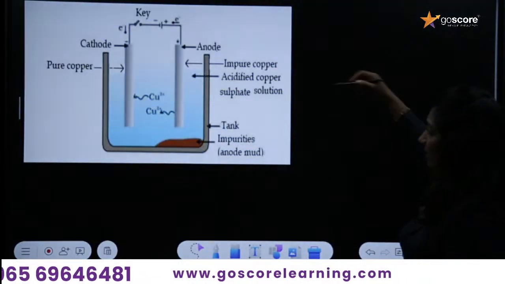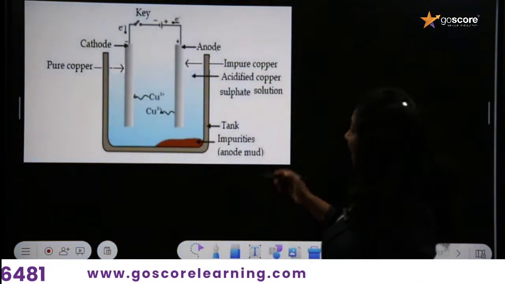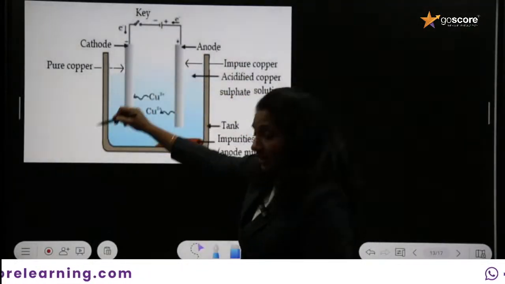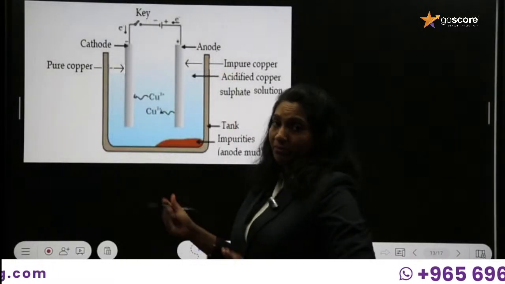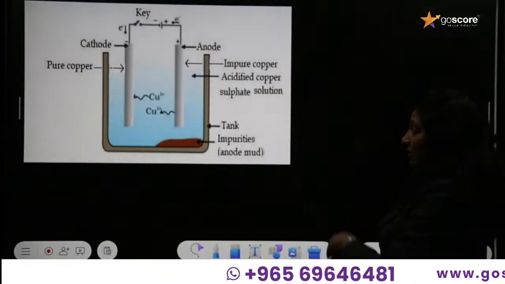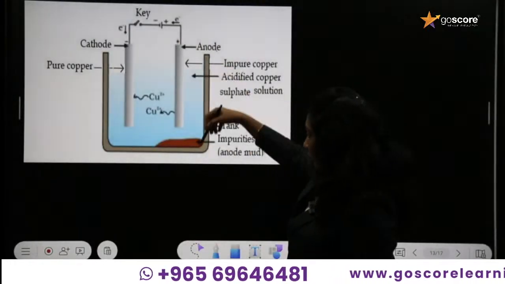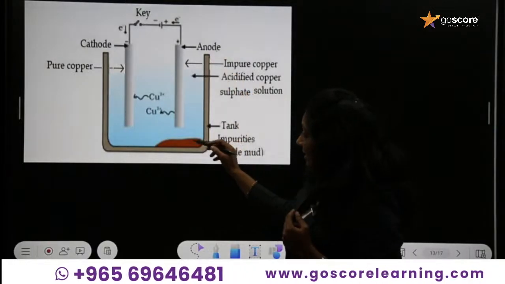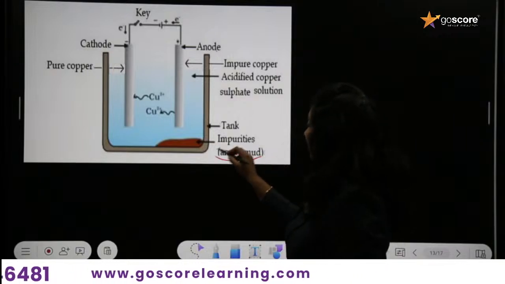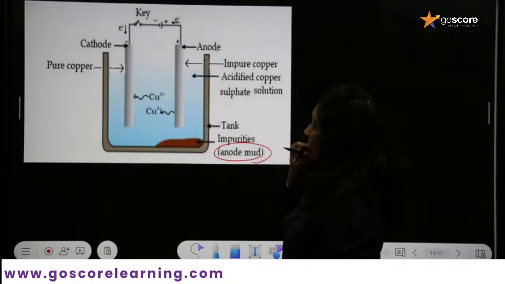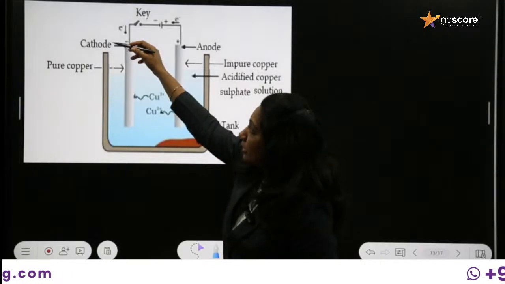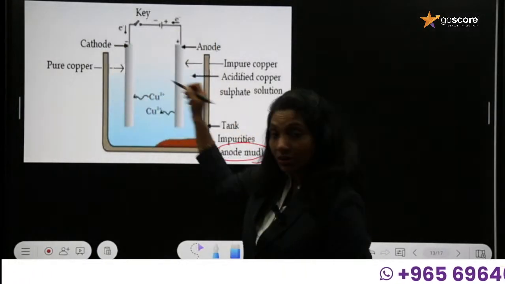Here I have given the diagram. It is there in your reader. We are taking the impure copper as the anode and the pure copper as the cathode. And you are taking the copper sulfate, the salt solution of the same metal, as the electrolyte. And we are connecting it to the battery. And as the process is carried out, what happens? The impurities coming from the anode will settle down at the bottom of the beaker, which is called anode mud. That is the impurities, right? Okay, you have to mention impure copper connected to the anode, pure copper to the cathode, and you have to take the copper sulfate solution.